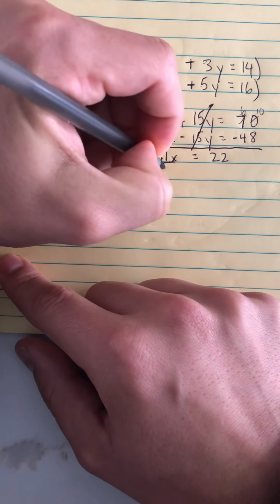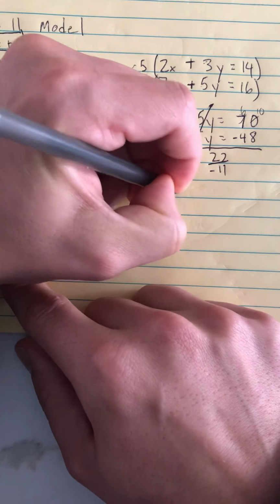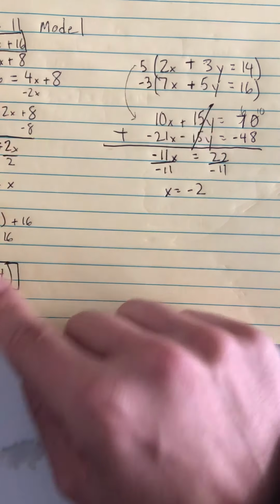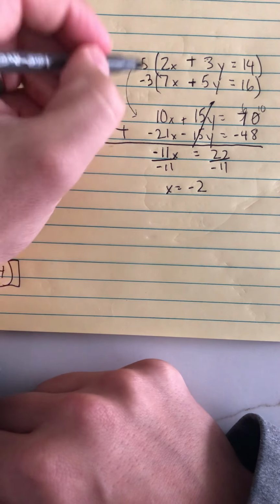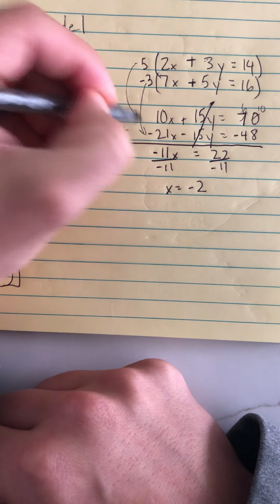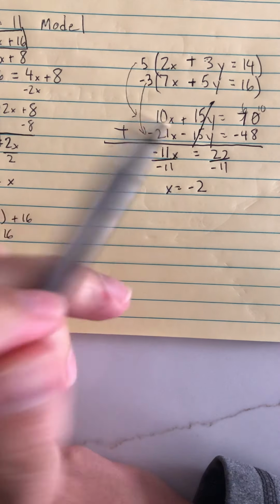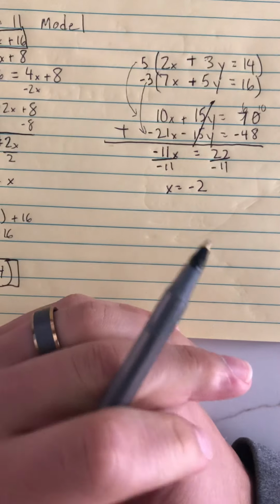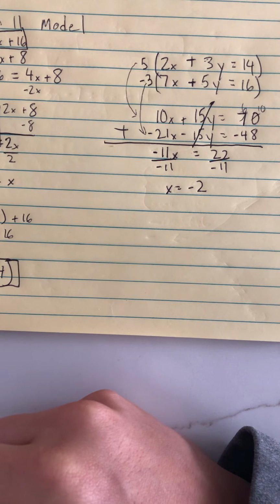If I divide both sides by negative 11 to get x by itself, I find that x equals negative 2. Again, a lot of work there. I had to figure out what I wanted to eliminate, and I had to transform my equations accordingly to give me x. Now you guys should be saying to yourselves, I'm not done yet. The last thing I need to do is find the value for y.